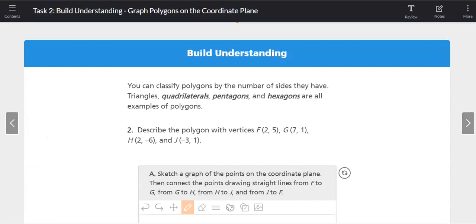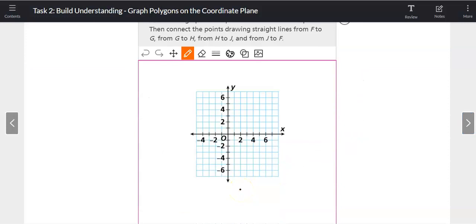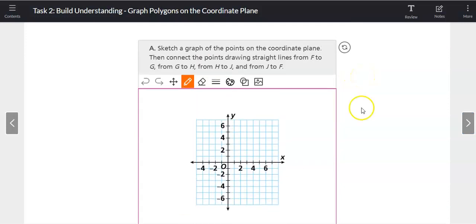Okay, this next one, describe the polygon with vertices (2, 5), (7, 1), (2, -6), and (-3, 1). It might be too hard if you're online to do this, but if you're in your book, it will be nice and easy to put these on. I know sometimes in your book this doesn't show up, so that's okay. So our first one we're going to put is (2, 5). So I'm going to run to 2, and I'm jumping up to 5. And I'm going to label this one F.